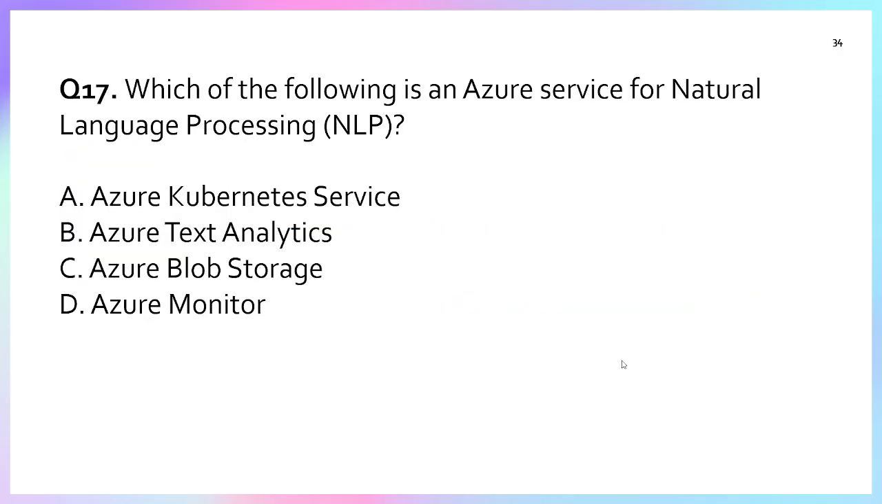Question number 17. Which of the following is an Azure service for natural language processing? Option A, Azure Community Services. Option B, Azure Text Analytics. Option C, Azure Blob Storage. Option D, Azure Monitor. Option A, Azure Community Services, no, it's a communication service. It's not related to AI.